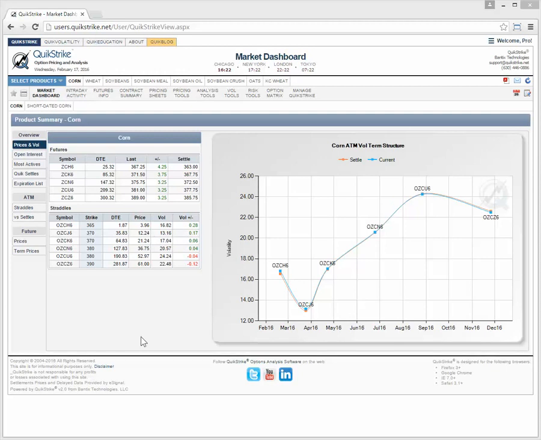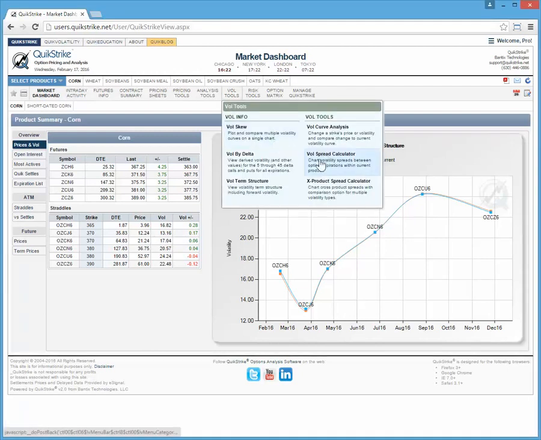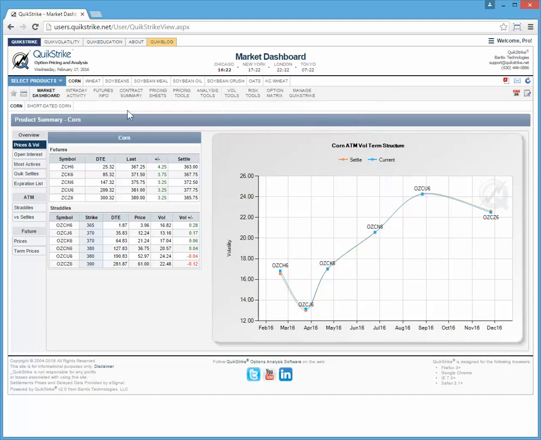Today we are going to review what we've covered so far just from a menu structure standpoint. So in case this is the first video you're watching, you know that you can go back and find other information that you can watch in order to educate yourself about Quick Strike. And then we're also going to cover a section of the Vol Tools menu, the Vol Spread and the Cross Product Vol Spread Calculator.